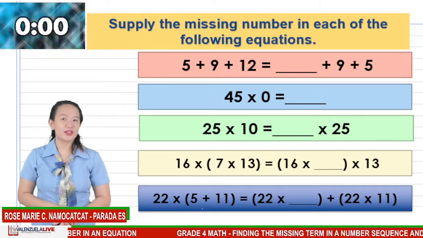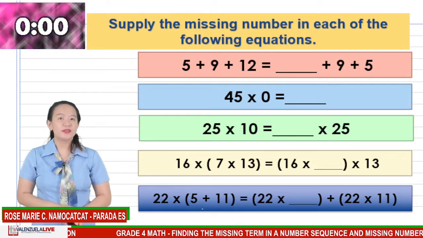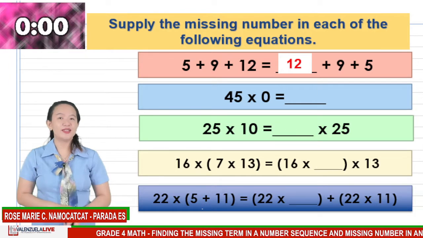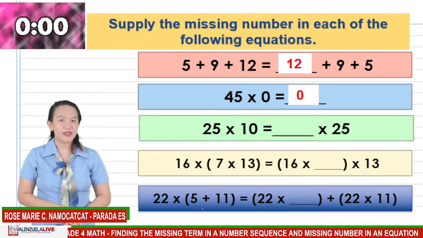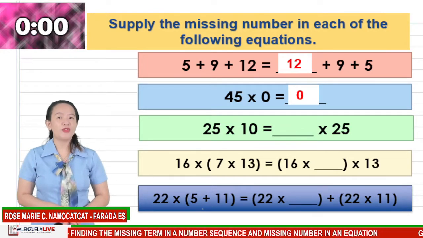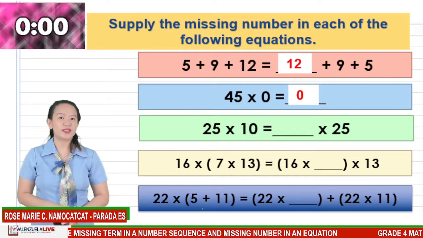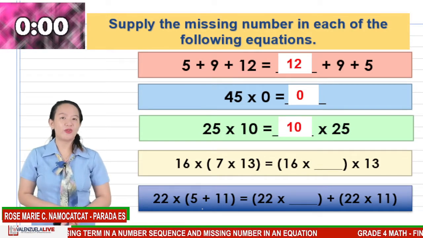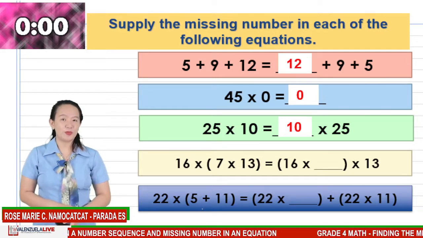So let's see if we get the same answer. For the first one, 5 plus 9 plus 12 is equal to 12 plus 9 plus 5. Number 2, 45 times 0 is 0. So that's the zero property of multiplication. Next, 25 times 10 is equal to blank times 25. So the answer is 10 times 25. So that is the commutative property of multiplication.